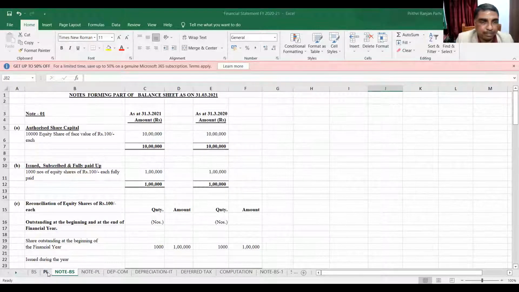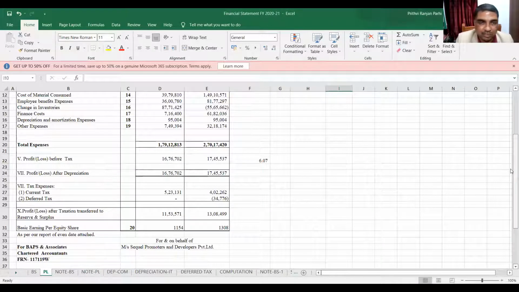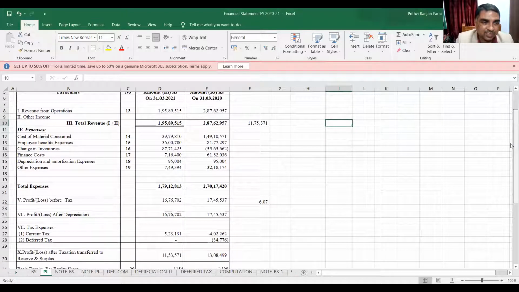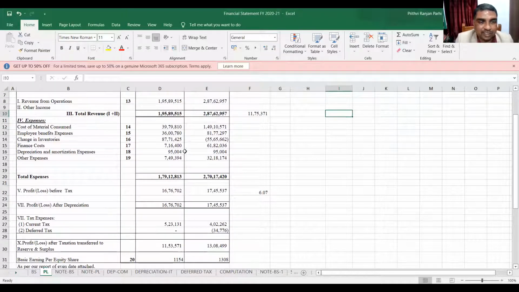if you see the profit and loss statement, this is the revenue, expenses, and in expenses there is depreciation and amortization expenses of how much? 95,004. Yes or no? So even if the earning is this much, the cash earning is more than that, because this is after allowing this non-cash expenditure. So let us take this depreciation amortization figure. Can you remember? 95,004.